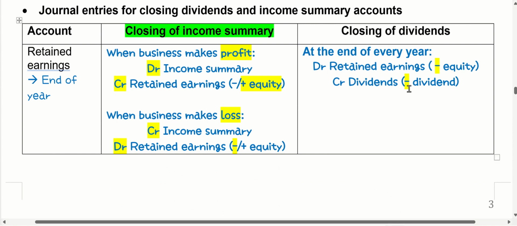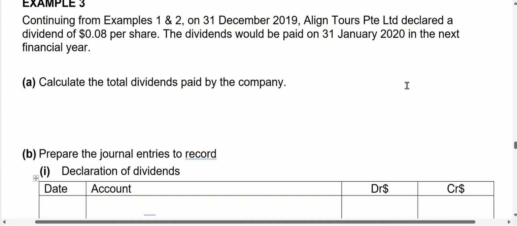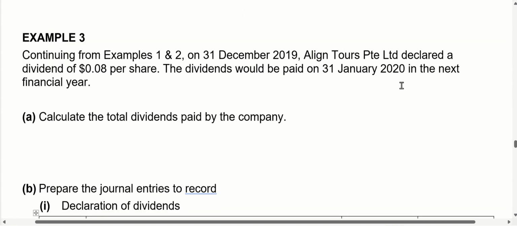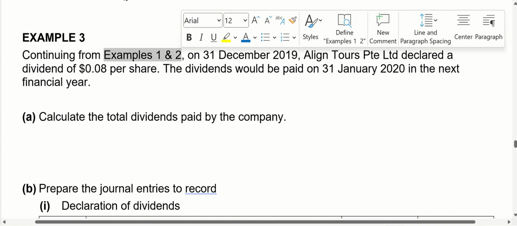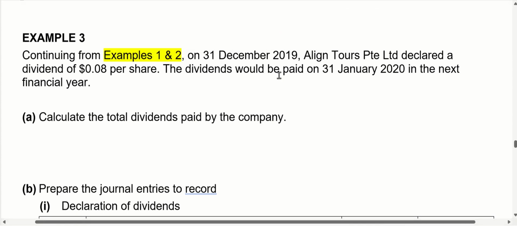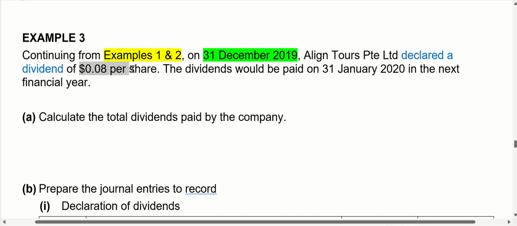So let's take a look at example number 3 to illustrate what this means. Firstly, this is a continuation from examples 1 and 2. On 31st of December 2019, Align Tours declared a dividend. They declare a dividend, which means they tell the whole world, I will pay you a dividend. And each share will be paid 8 cents.